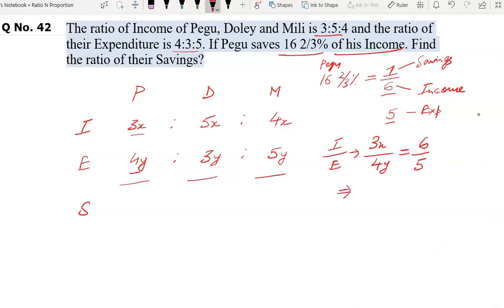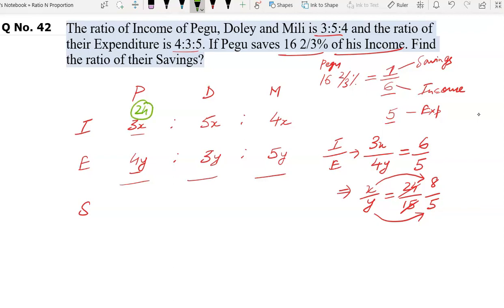So if we solve this, we will get x upon y is equal to 4 into 6, 24, over 5 into 3, 15. If we cut this by 3, 3 into 8, 3 into 5. So 8/5. So x is 8 and y is 5. Now here the income of Pegu is 3x. The value of x is 8. So 3 into 8 will give us 24.